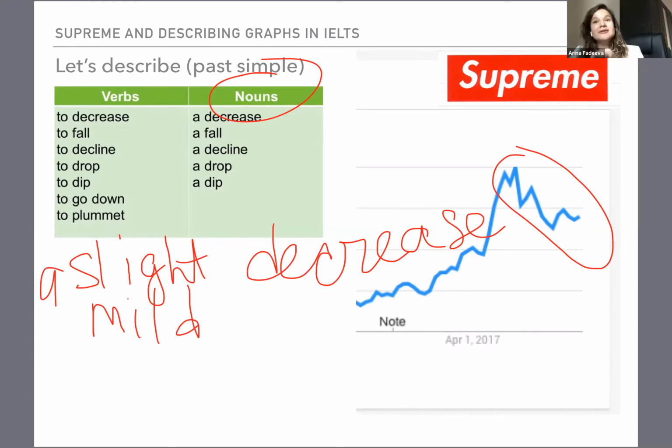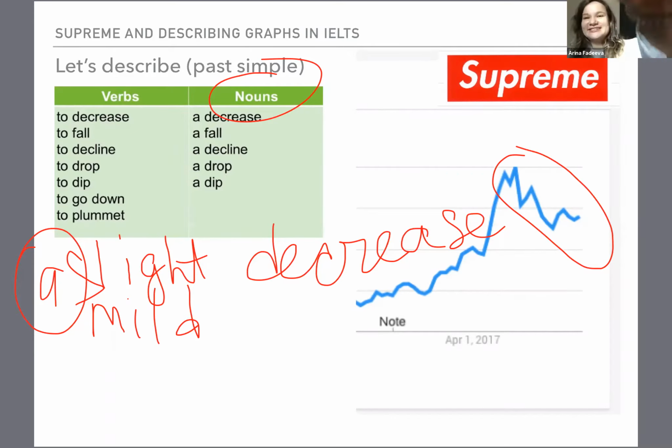And what I like here is that you didn't forget the article. Remember about the article here. Always use an indefinite article. A slight decrease, a mild fall, a something decline. So I forgot, and so I was remembering this one.